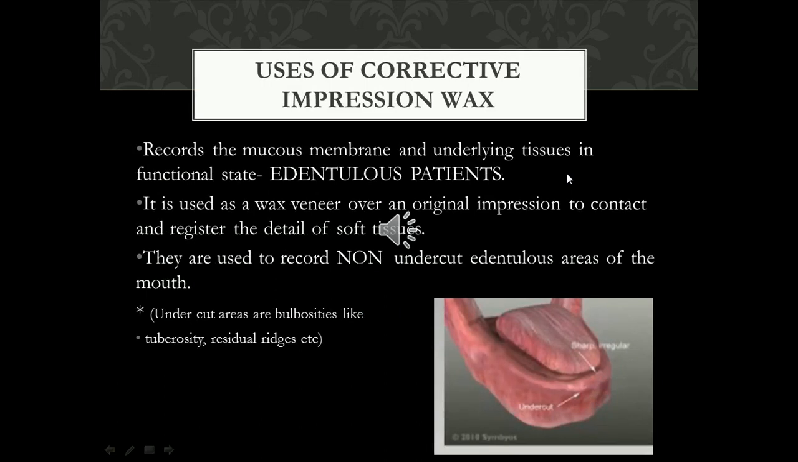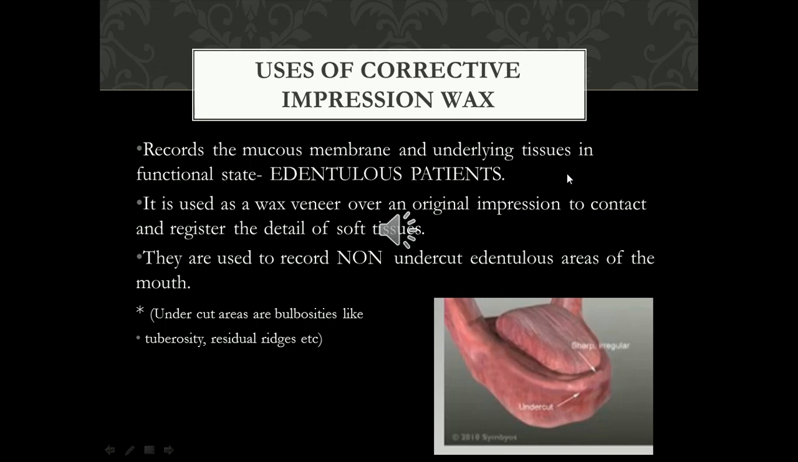So the use is basically to record the mucous membrane and underlying tissues in a functional state, especially, as I mentioned, in edentulous patients or complete denture patients. So they are used to record non-undercut edentulous areas of the mouth. What are undercut areas? The undercut areas are basically bulbosities or convexities like the tuberosity, the residual ridges, etc.